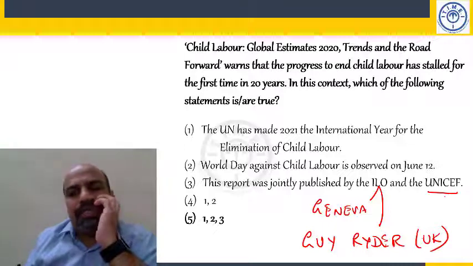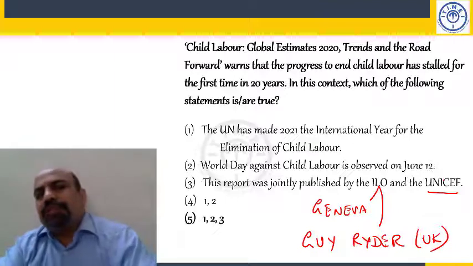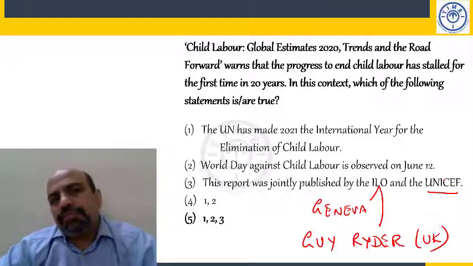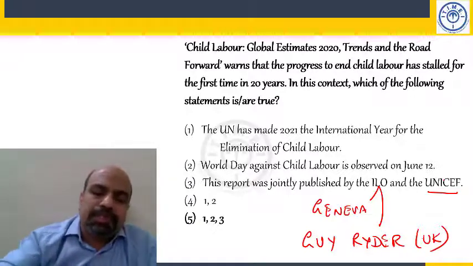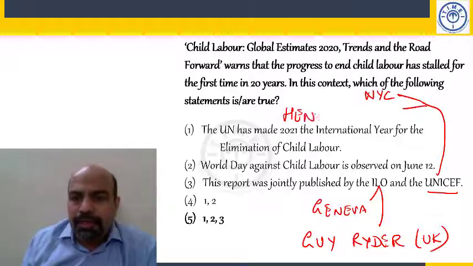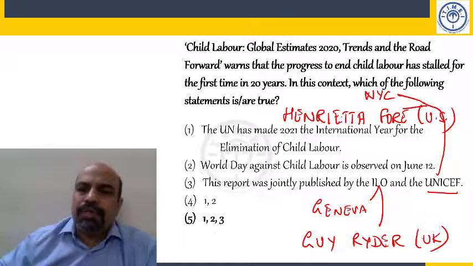UNICEF is the United Nations International Children's Emergency Fund. Head office New York City, and it's headed by Henrietta Fore. She's from the US.